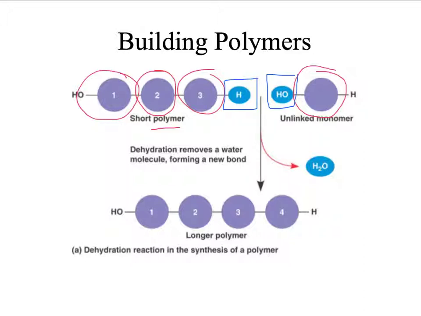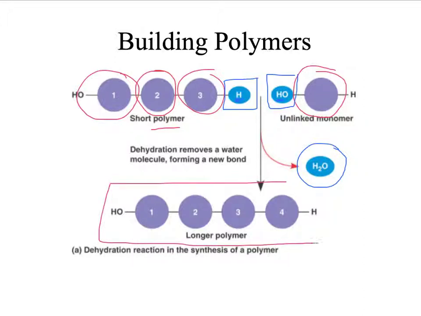When you rip off that hydroxyl group and the hydrogen, you get 2 hydrogens, one from the hydroxyl and one from the hydrogen on its own, and an oxygen. That's water. So if you rip water off of the short polymer and the unlinked monomer, you can bond them into a final product, which is a longer polymer. Now instead of our short polymer only having 3 monomers in it, it has 1, 2, 3, 4 monomers. And in reality, polymers have hundreds and hundreds of monomers together.